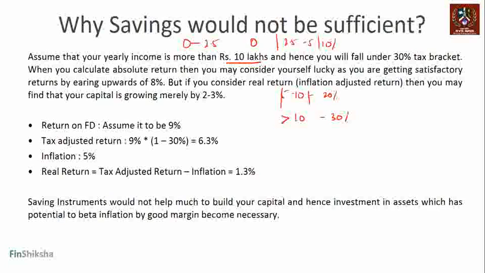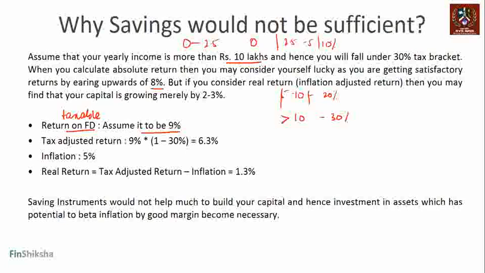Right. So if your actual income is greater than 10 lakhs, then you will find that your returns, which are being quoted by a lot of these instruments, let's say you get a return of close to about 8 to 9%. So on an FD you will get a return of about 9%. Now remember, FD interest is taxable, so the return on FD is actually taxable.